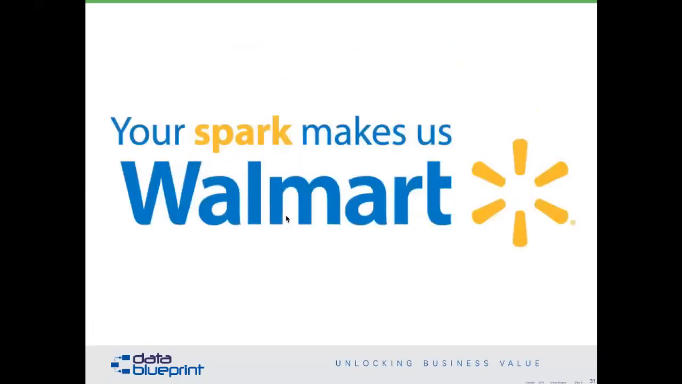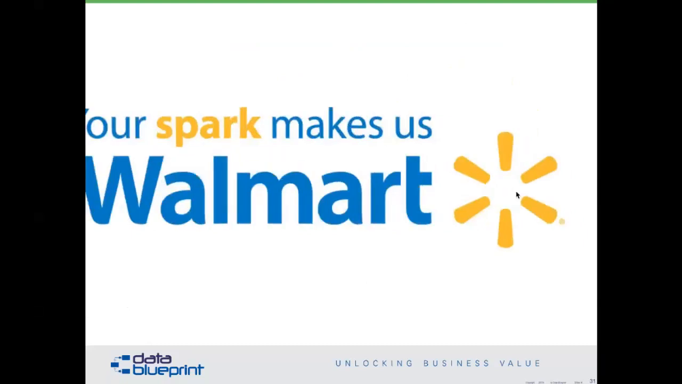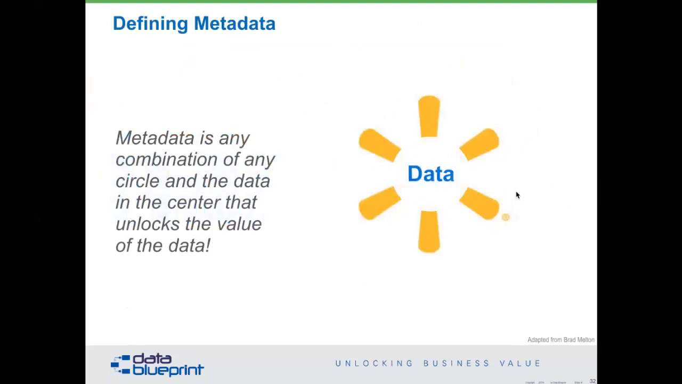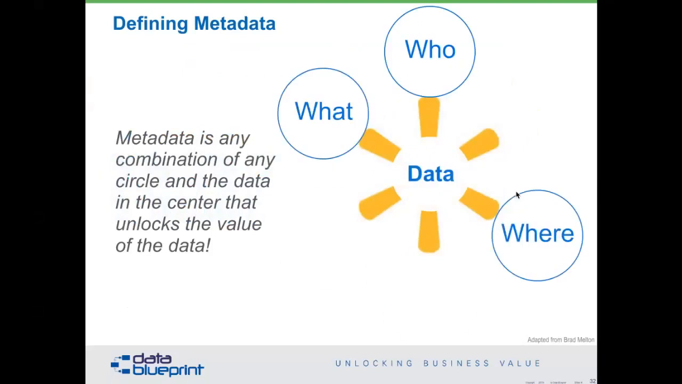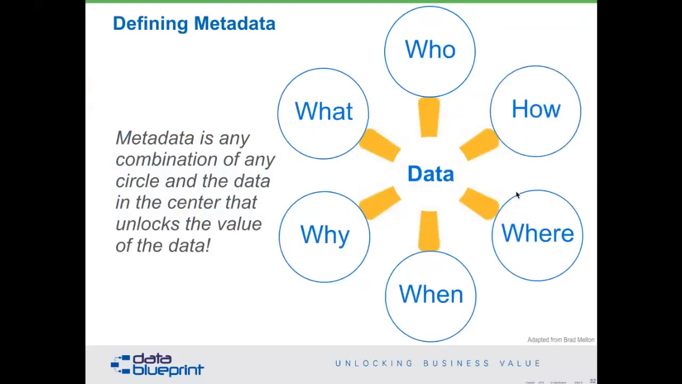We've done a lot of things with Walmart over the years. This is not telling you anything secret about them. Walmart has something that they call the Spark. It's that thing to the right of the Walmart logo. And to incorporate this and to make sure everybody understood it, a wonderful fellow named Brad Melton actually put together their definition of Walmart, saying for Walmart, metadata is any combination of any circle and the data in that center. It's any data that describes either who or how or what or where or when or why. And those of you that are listening carefully will also recognize that those are the top rows of the Zachman framework, the columns that we have up there.